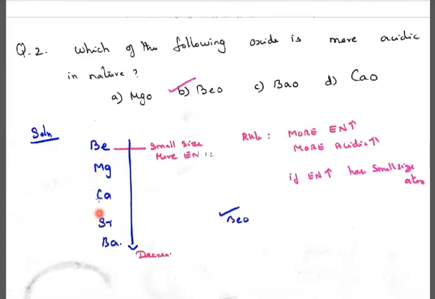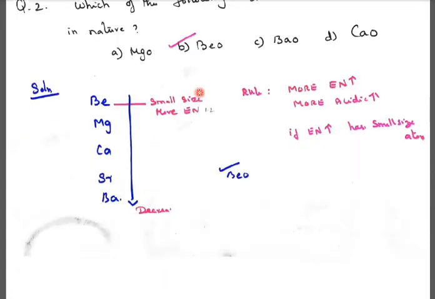Going from top to bottom, as I already explained in the first question, the atomic radii increases from top to bottom. So barium has the largest atomic size. But in electronegativity, smaller size acquires more electronegativity, larger size acquires less electronegativity. Electronegativity decreases down the group. So which is more acidic in nature? The smaller size has more electronegativity. So beryllium oxide is more acidic in nature.